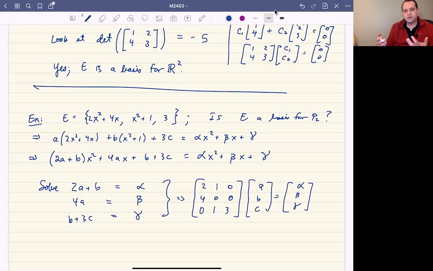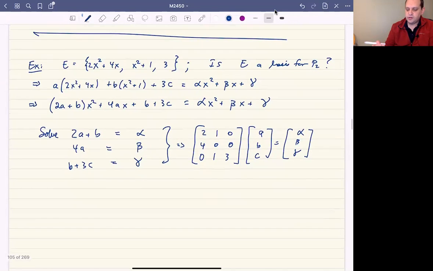And we want to know, is there a solution for all alpha, beta, and gamma? So again, it's enough to look at this determinant. This determinant took us a little bit extra to dig up what was happening here. But once you see what's going on, this is a lot more straightforward.